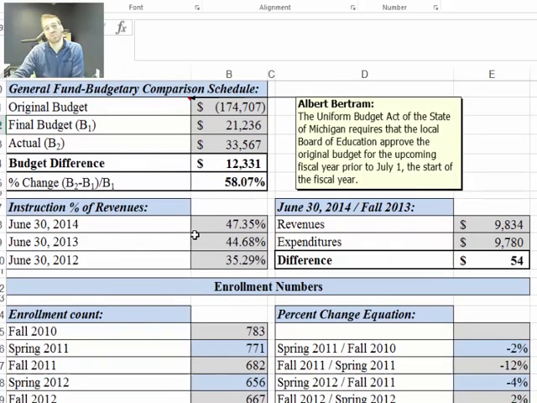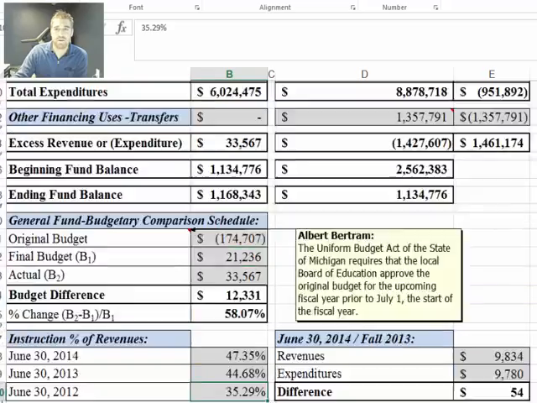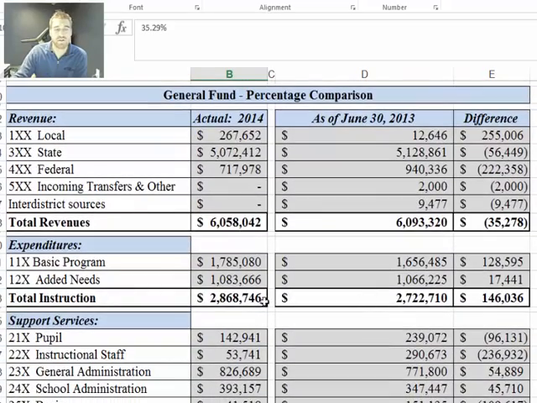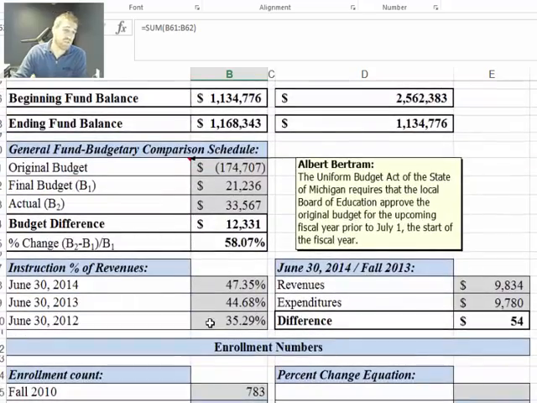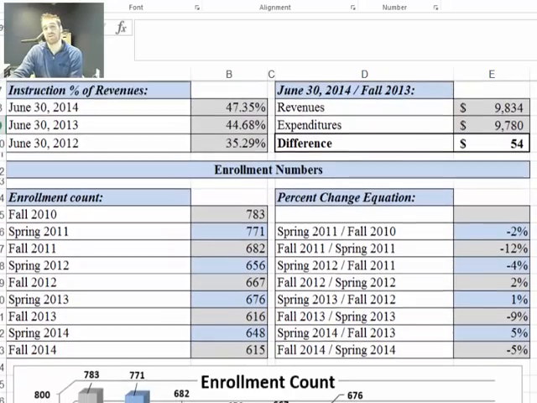Underneath that we have instruction percent of revenues, which takes the instruction costs up here in the percentage comparison, this amount right here, total instruction, and then divides it by the total revenues up there too. So that's done in 2012, 13, and 14, and you'll see that the Academy of Warren has trended upward in that respect. And then this is simply the revenues in June 30th, 2014 divided by the fall count of 2013 again. So revenues, expenditures, and then there's the difference. So it's just a bunch of calculations to compare year to year.